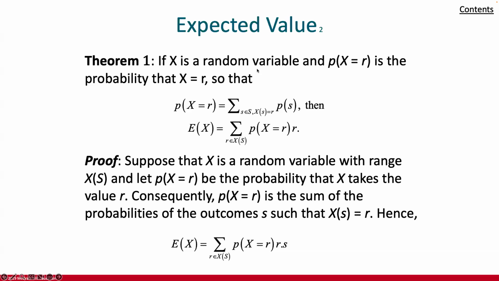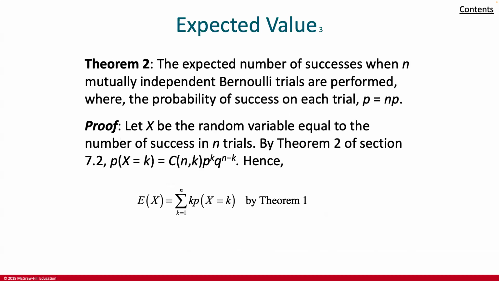If X is a random variable and p(X = r) is the probability that X equals r, then we have this relationship. And this is a proof for that. I'm not going to walk through that, but you can see Rosen for more details.